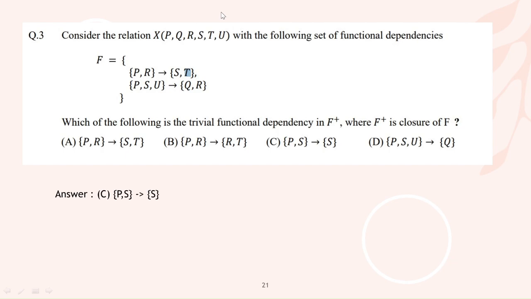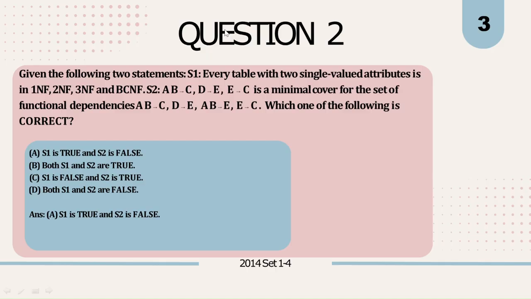Moving to the next question. So the next question is, given the following two statements. S1: every table with two-valued attributes is in first normal form, second normal form, third normal form and BCNF. And statement 2: A, B implies C; D implies E; E implies C is a minimal cover for the set of functional dependencies A, B implies C; D implies E; A, B implies E; E implies C. Which one of the following is correct? So upon having a look at all the options, the correct option is A, S1 is true and S2 is false. This is the answer of this question. Let's move to the next question.